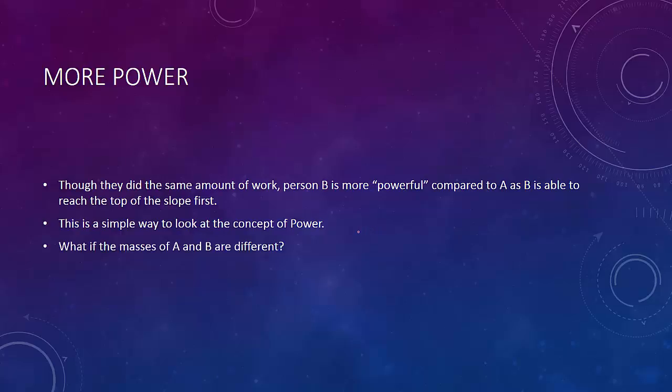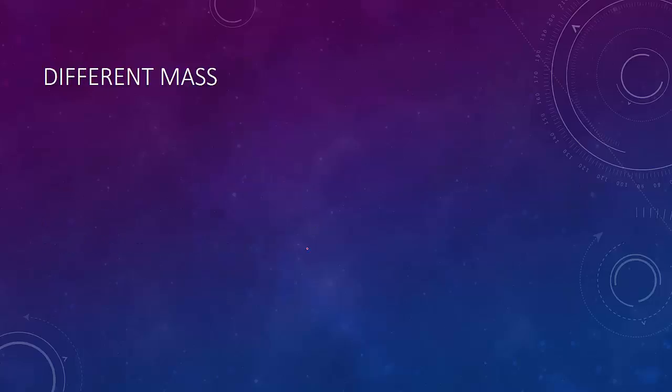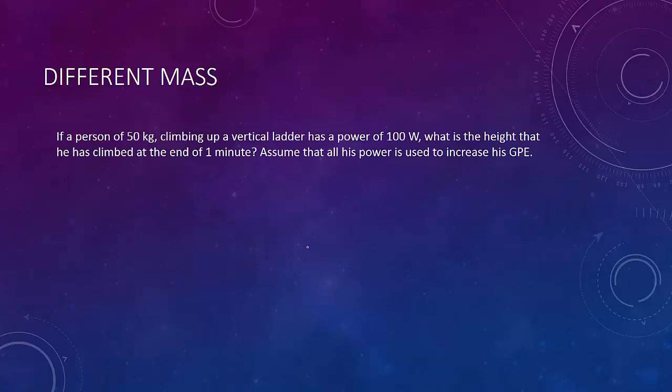Okay, but anyway, what if the mass of A and B is different? So another example to help illustrate. If there are different masses, if a person of 50 kg climbs a vertical ladder and has a power of 100, what is the height that he has climbed at the end of 1 minute? And we assume that all his power is used to increase his gravitational potential energy.